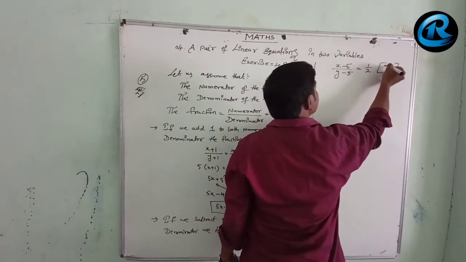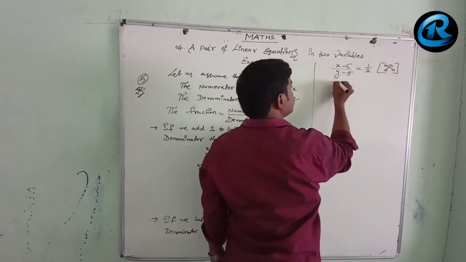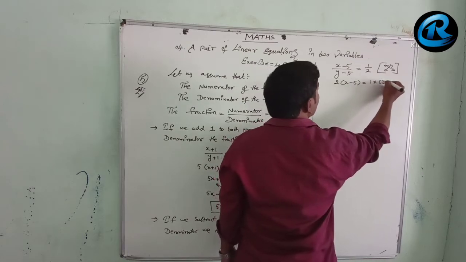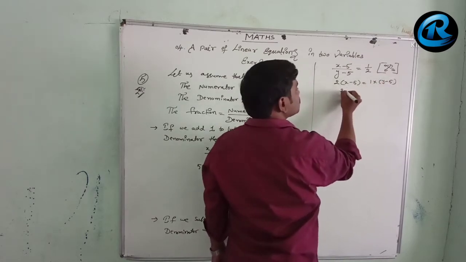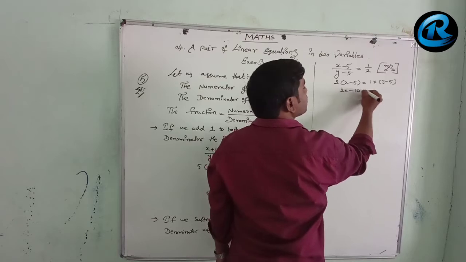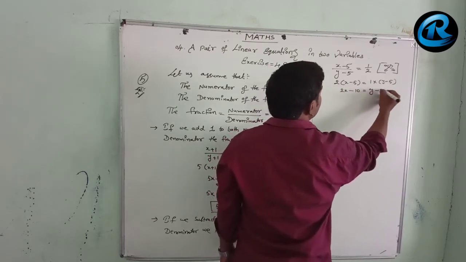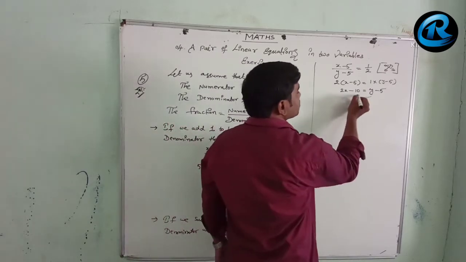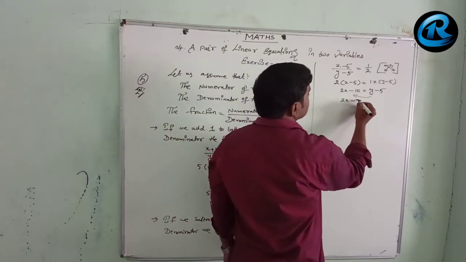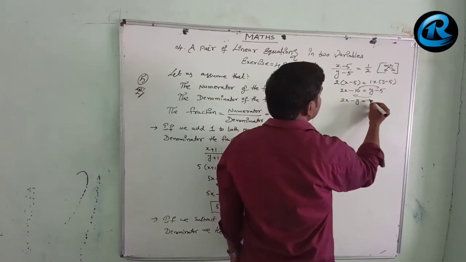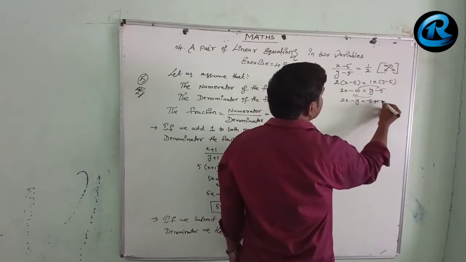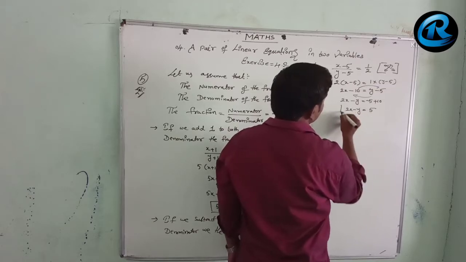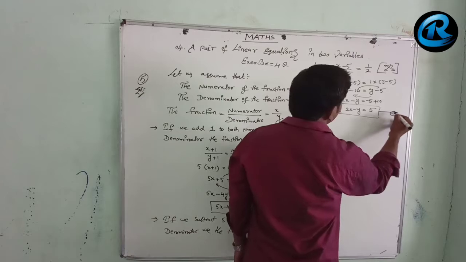Now we will do the cross multiplication. 2 into x minus 5 equal to 1 into y minus 5. 2x minus 2 fives are 10, equal to y minus 5. So this y we transfer to this side, and this 10 we transfer to the other side: 2x minus y is equal to minus 5 plus 10. So 2x minus y equal to 5. This is equation number 2.